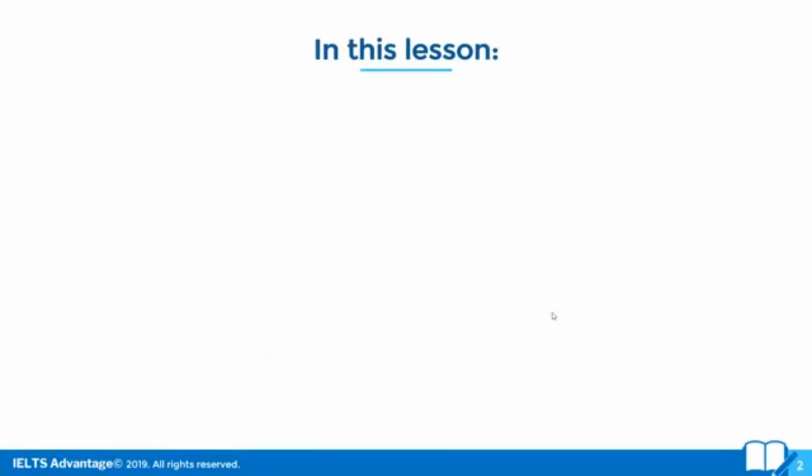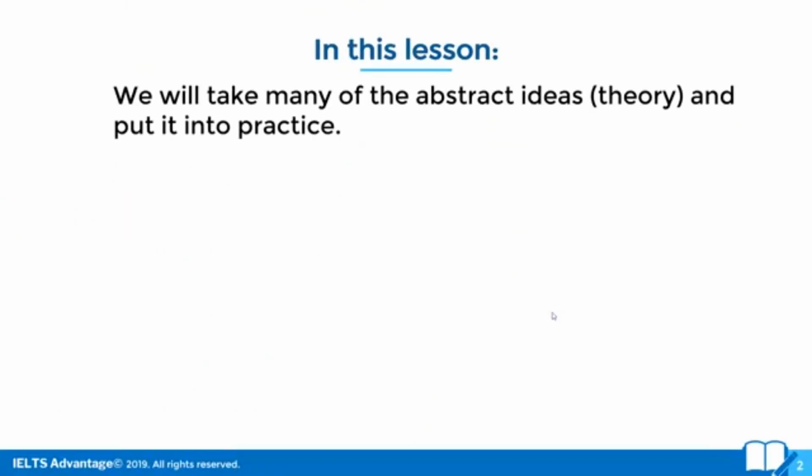All right, so what are we going to look at in this lesson? We will take many of the abstract ideas, the theory, and put it into practice. Lessons 1 and 2 of this critical thinking course, if you haven't watched those, it's a very good idea to go back and have a look at them because they deal with the theory, the abstract. And it's important when you're learning something new. I think the best way to learn something new is to deal with the theory first and then put it into practice and deal with it on a more practical level. So this lesson is the practical. The first 2 lessons were more the theory.